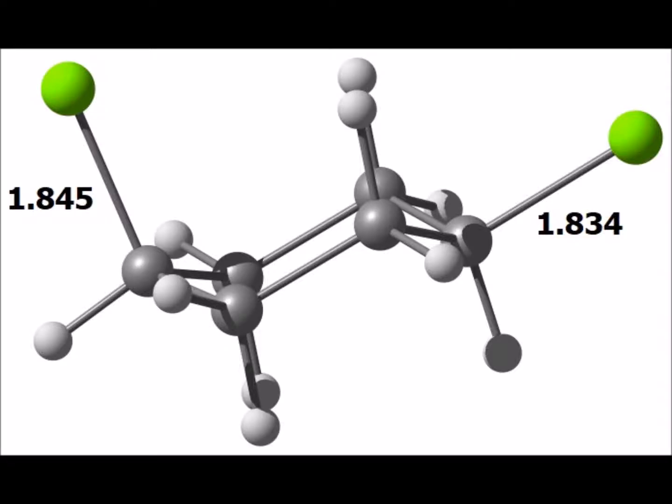Here is the cis 1,4 dichlorocyclohexane. And we notice that to have a cis orientation, we need to have one substituent, the one to the left, in an axial position, and the second, the one to the right, being in an equatorial position. We notice that this 1,4 situation is almost identical to the 1,2 situation for disubstitution.